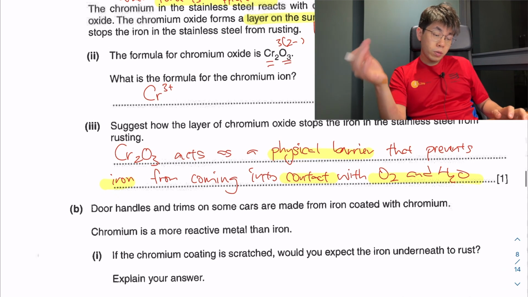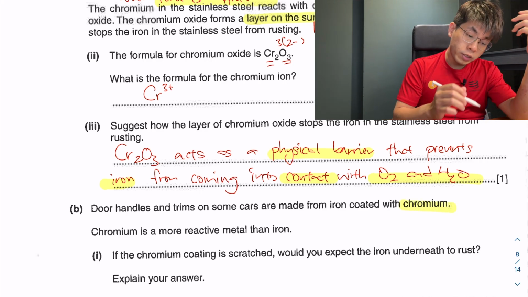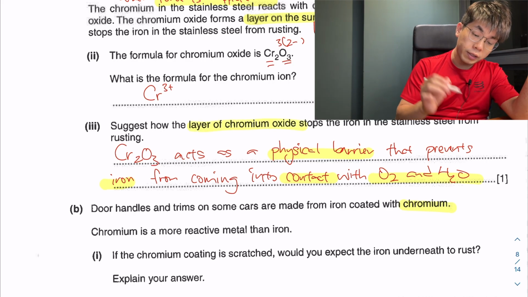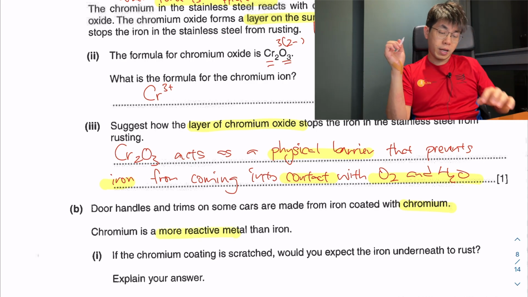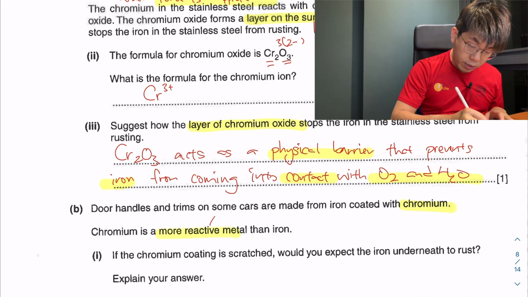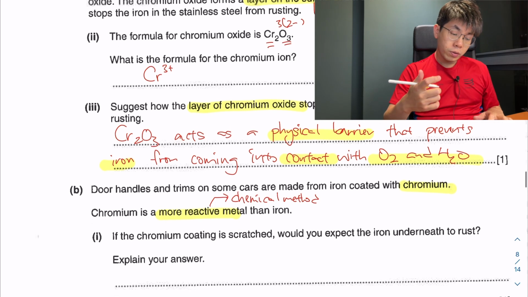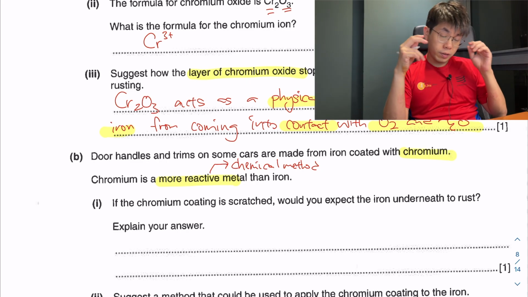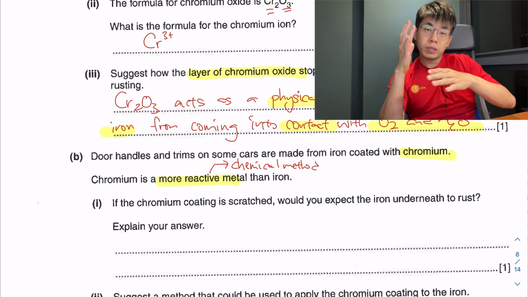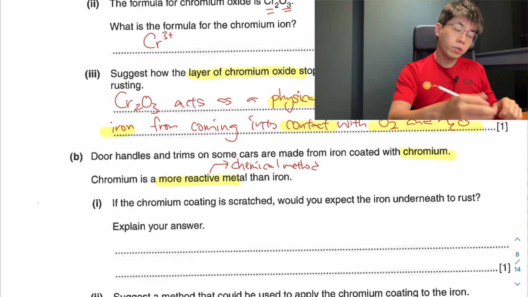Next, now it's not chromium oxide, but it's coated with chromium. Just now it was coated with chromium oxide; now it's coated with chromium. Chromium is more reactive than iron, so we can imagine this is some sort of chemical method to prevent rusting. When the chromium coating is scratched, will you expect the iron underneath to rust? Because it's a chemical method, when it's scratched, iron will not rust.